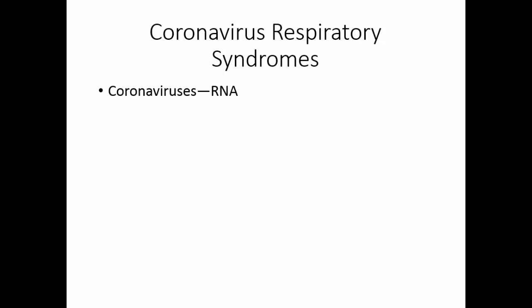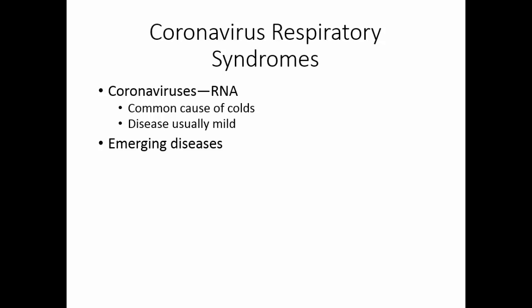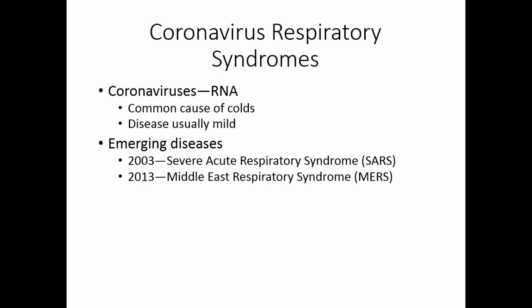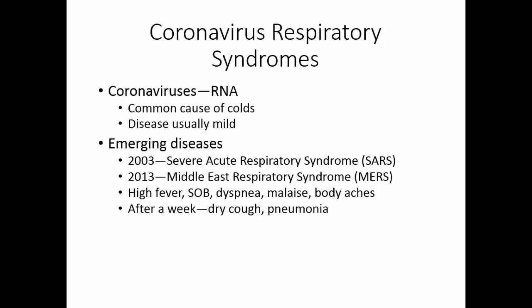The coronavirus is an RNA virus. It is one of the group of viruses that causes the common cold. The disease it causes is usually mild, but there are two emerging diseases that are coronavirus-based. In 2003, we saw severe acute respiratory syndrome, or SARS. Then in 2013, we saw Middle East respiratory syndrome, or MERS. With these syndromes, there's a high fever, shortness of breath, dyspnea, malaise, and body aches. After a week, there's a dry cough and usually pneumonia.